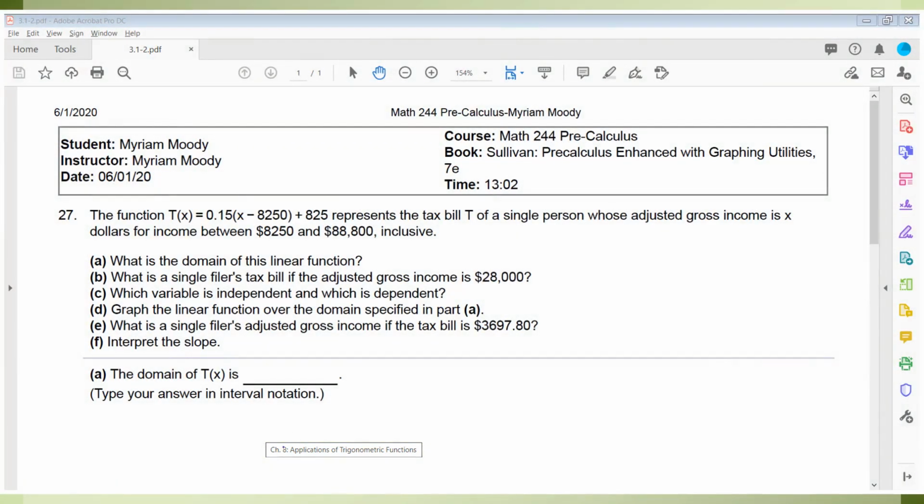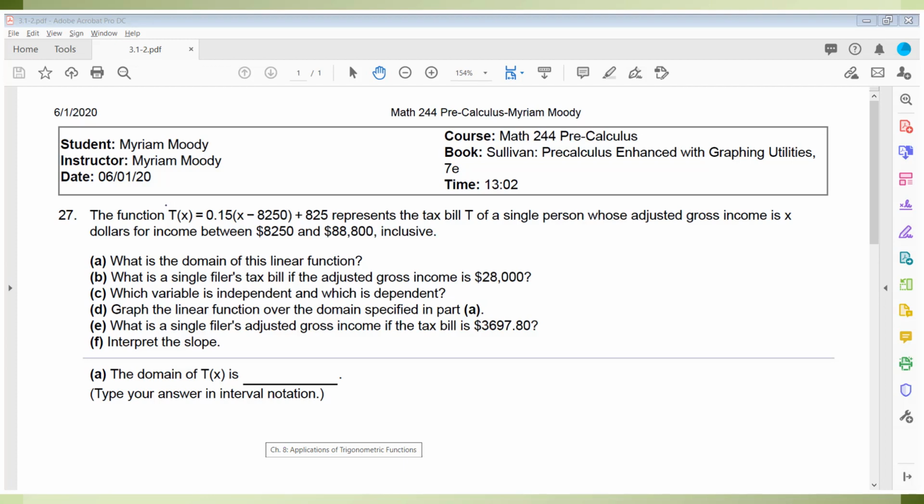This particular problem starts with the function T of x, and they tell you what that is. It represents the tax bill T of a single person whose adjusted gross income is X dollars, for incomes between $8,250 and $88,800 inclusive. So, before we start reading A through F, let's identify what's happening here, okay?